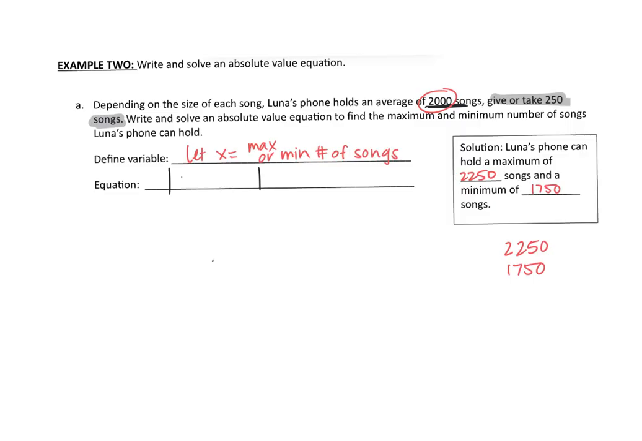So I don't know the maximum songs, minus the original, which is 2,000 songs. The difference between those two, we want to equal 250. Now I'm going to think in my head, when does the inside equal 250? So I can set up two equations. When does x minus 2,000 equal 250? Or the inside can be negative 250: x minus 2,000 equals negative 250.